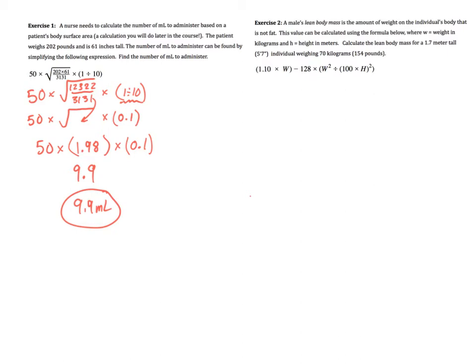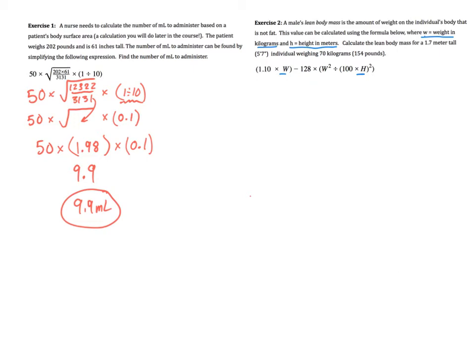The next exercise is calculating a male's lean body mass. And this is just the amount of weight that's on an individual's body that's not fat. And we are given this really long formula here involving multiplication, division. I see some subtraction, I see some exponents. And I have some variables, W and H, and we're told that we need to plug in the patient's weight in kilograms for W and their height in meters. We're going to replace that with H. So this is something that's a little bit new that we haven't seen yet. We're going to evaluate this expression for these quantities.